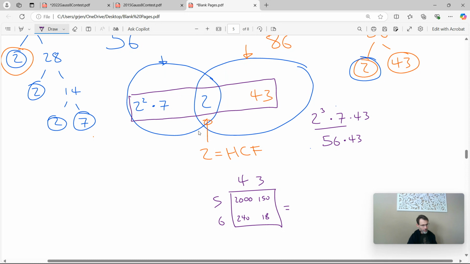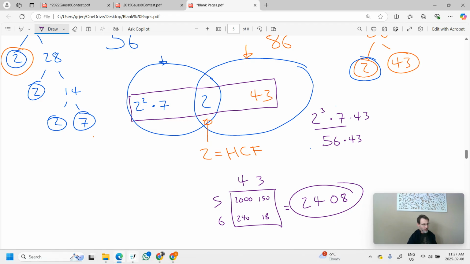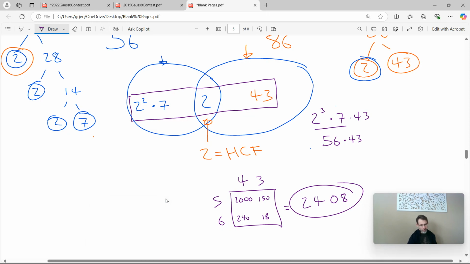So we add all that up. Oh my goodness, my basic arithmetic is not very sharp right now. You can tell I don't pre-prepare my calculations so that I can amaze you. It's going to end in an 8, and that makes exactly 2408. 2408 is the lowest common multiple of 56 and 86. So that's how we would use that.